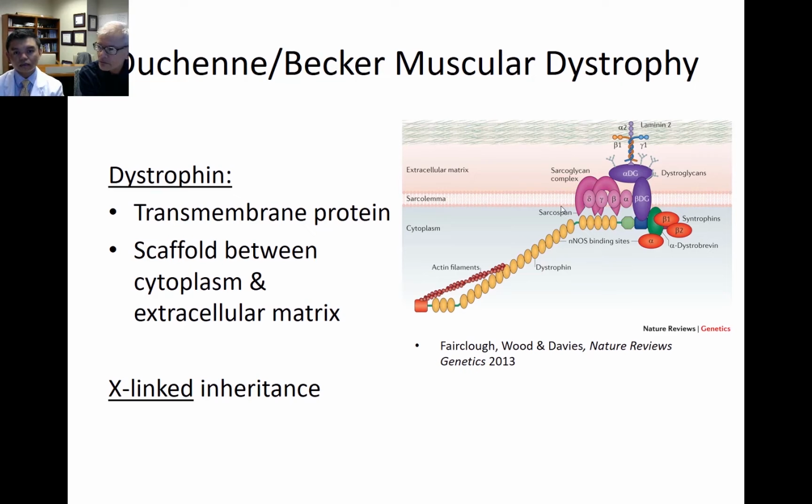Dystrophin is a big transmembrane protein, and it works with a lot of other proteins, as you see here in this illustration. It's a big protein that acts as a scaffolding structure. So basically, if you don't have that, the whole muscle breaks down and gets destroyed. The other thing to know about this gene is that it's X-linked inheritance. It's also one of the largest genes in our body.